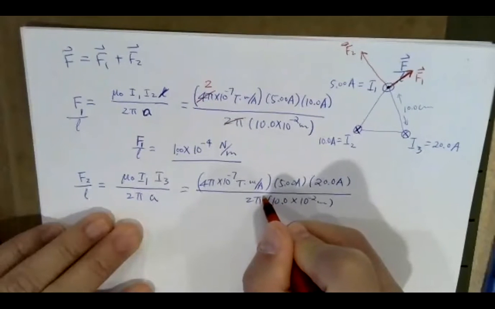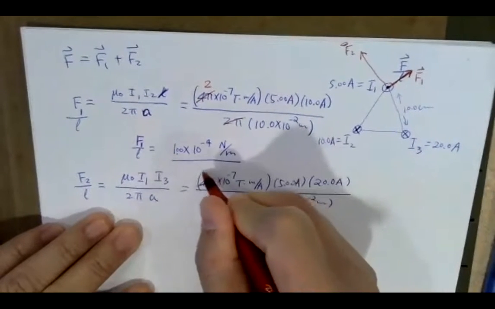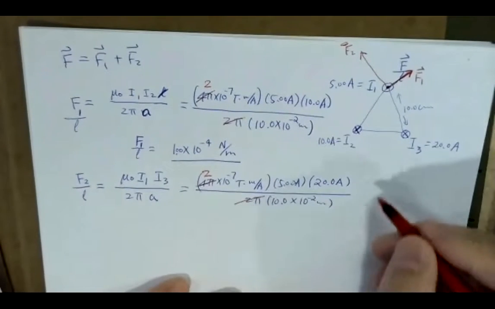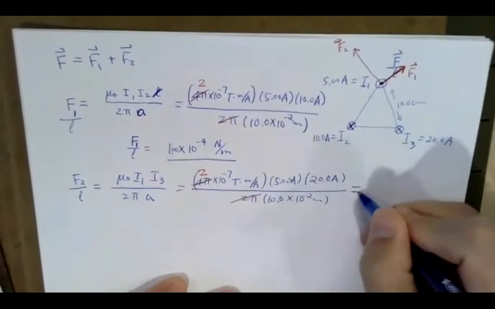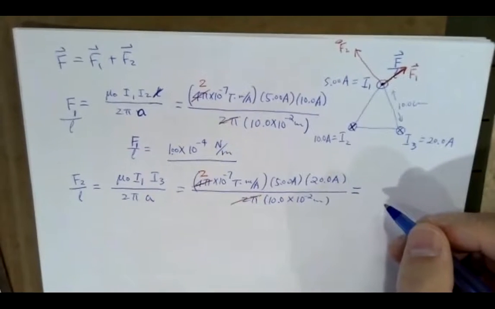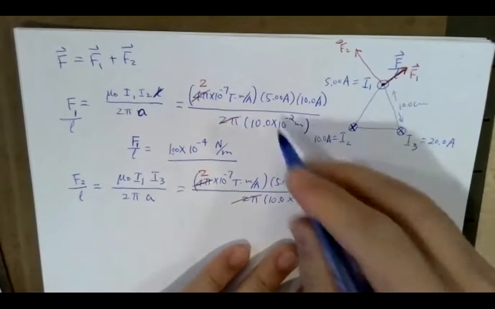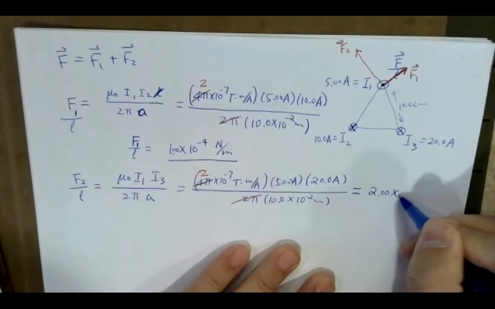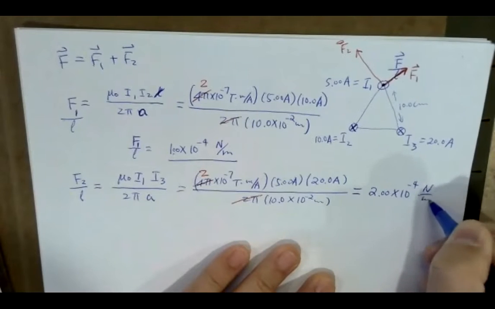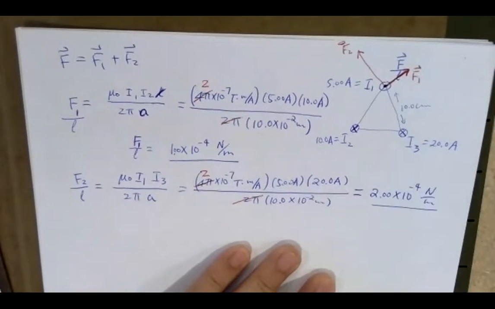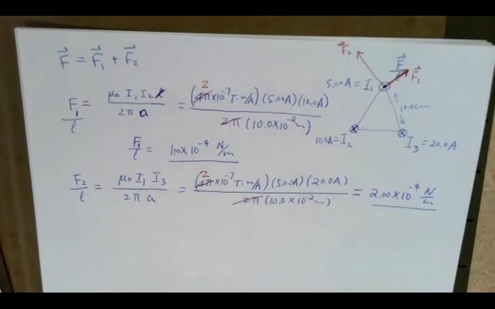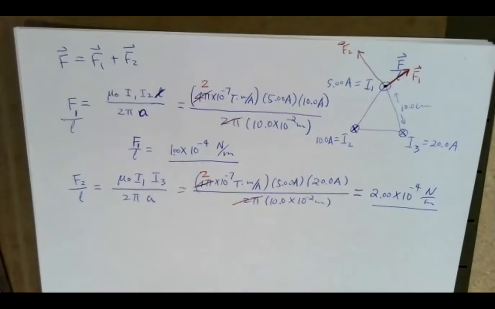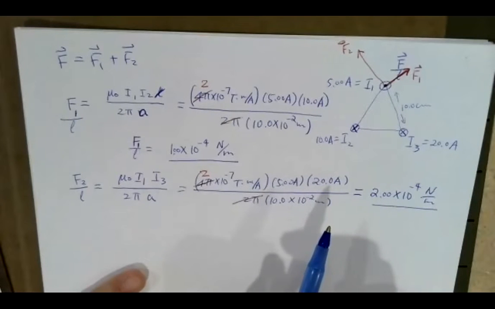So 2 pi, again, we'll cancel out 4 pi partially. So 2 there. Then you'll have that equals, this time it's twice of that, because I3 is twice of I2. So 2.00 times 10 to the minus 4. So that's your F2 per meter. Now we'll be doing the vector addition. We'll do X component add up and then Y component add up.